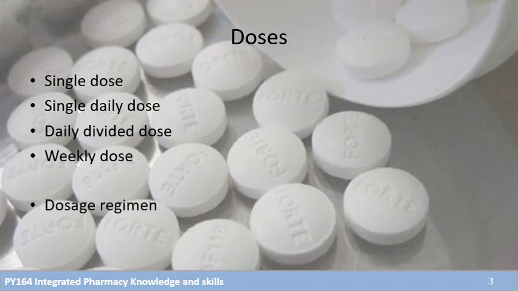So what is a dosage regimen? Well, a dosage regimen describes how those doses are fitted in, how they're scheduled. So the dosage regimen for an antibiotic might be 1 capsule three times a day, and that will be the regimen.